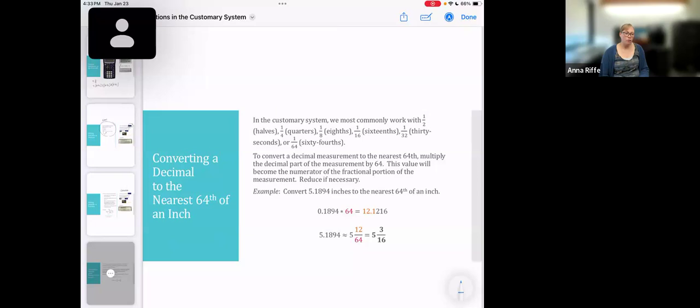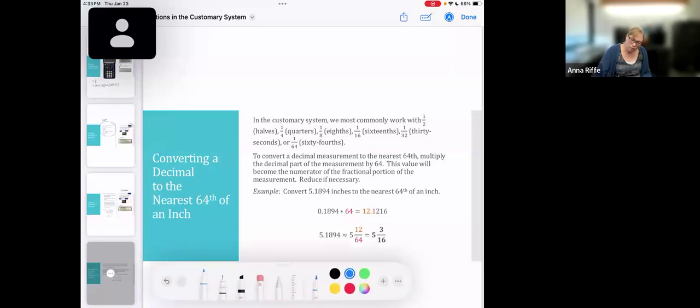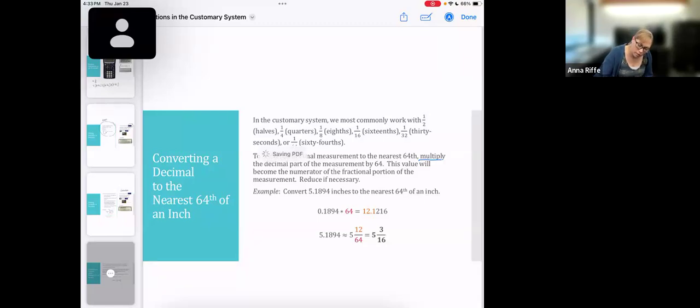And it's often helpful to be able to determine, if I'm given a decimal, if I calculated things in my calculator, how close is it to, say, a 64th of an inch? Because that's what is on my ruler. To convert a decimal measurement to the nearest 64th, we're going to do 3 steps. First, multiply the decimal part of the measurement by 64.